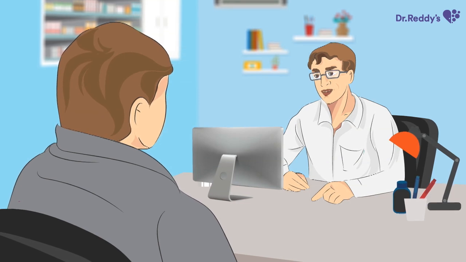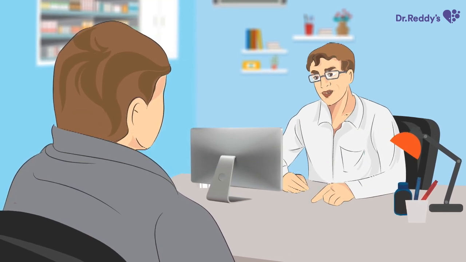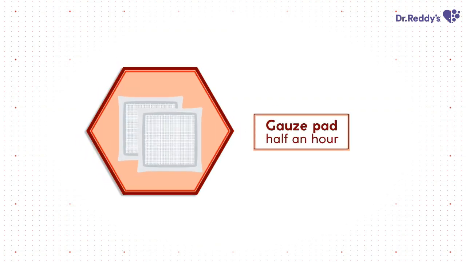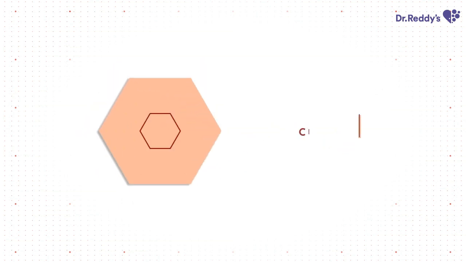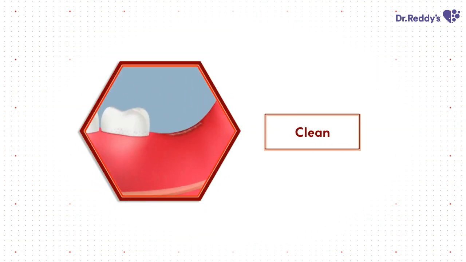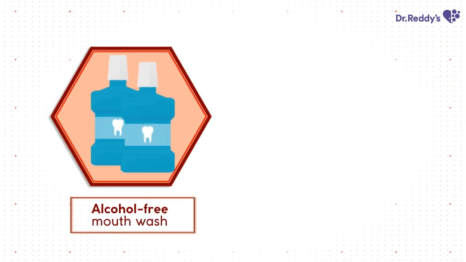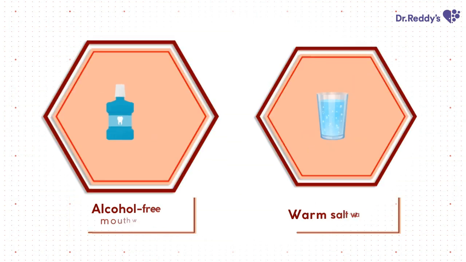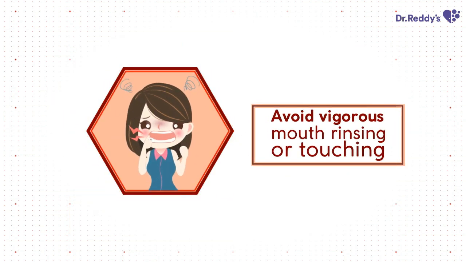Because the jaw muscles become tight following the surgery, it may be... How do I take care of the surgical site? The gauze pad placed over the surgical area should be kept in place for half an hour. In addition, it is important to keep the extraction sites as clean as possible. Gently rinsing with an alcohol-free mouthwash or warm salt water is recommended. However, vigorous mouth rinsing or touching should be avoided.